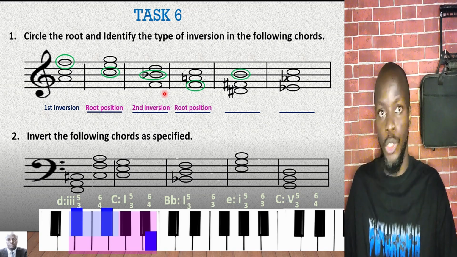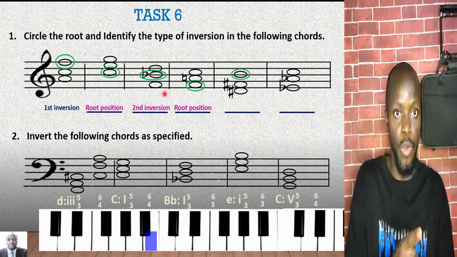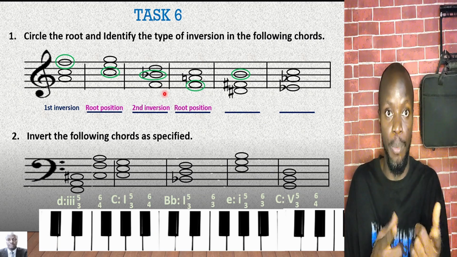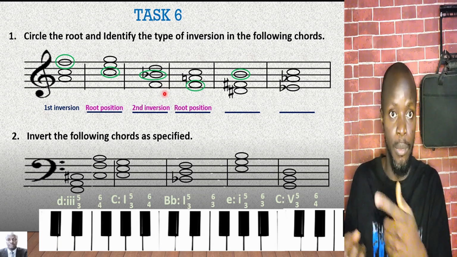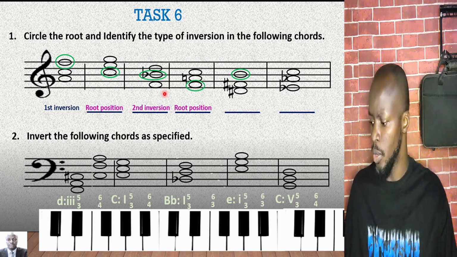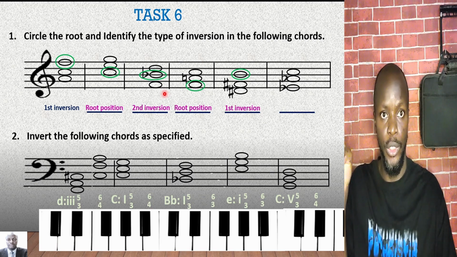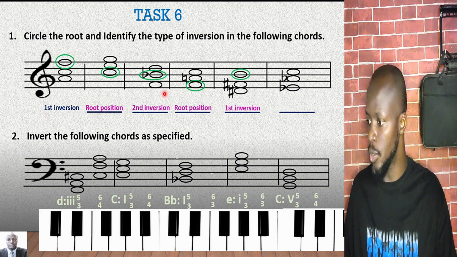Quickly, the root remains B, because when we rearrange it, you have B, D sharp, and F sharp. So this is the first inversion chord, right? So you're taking the root upwards, an octave. So quickly, let's talk about the next one.